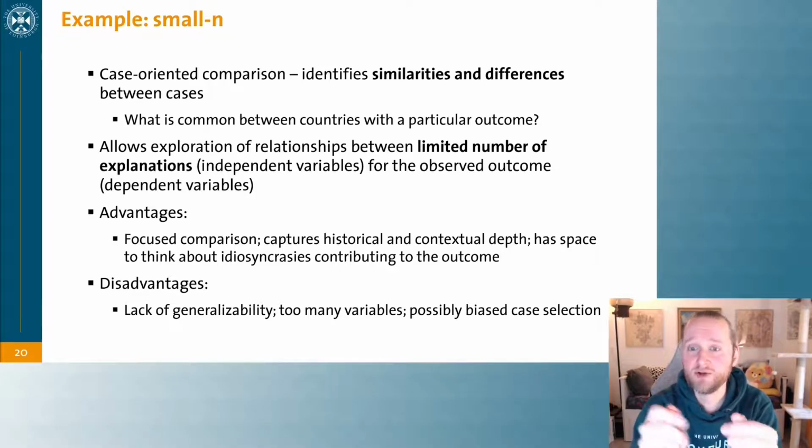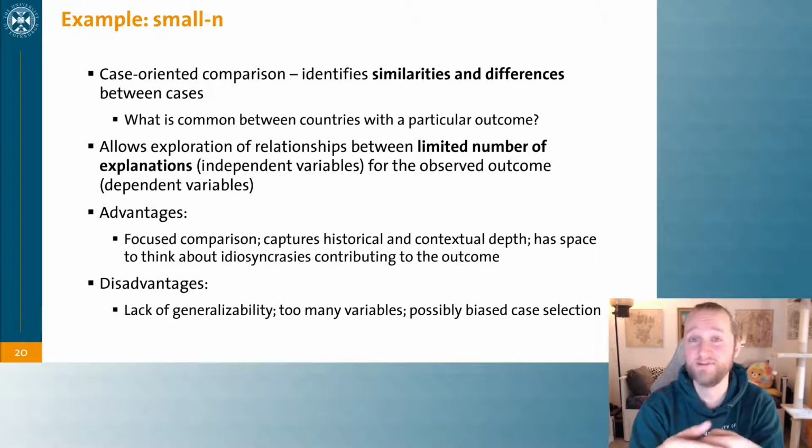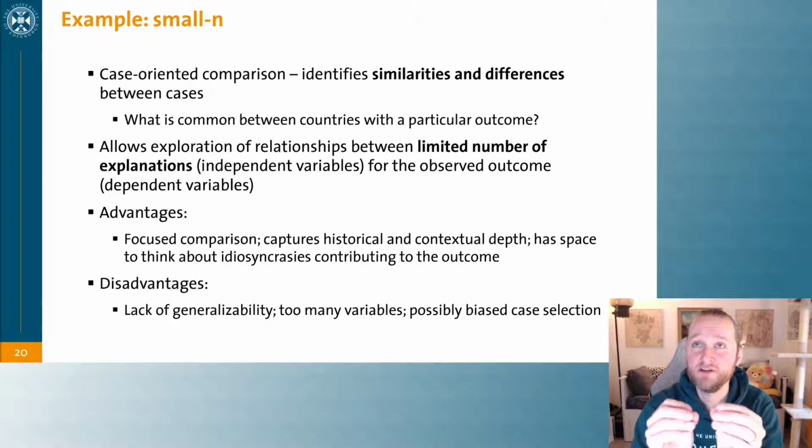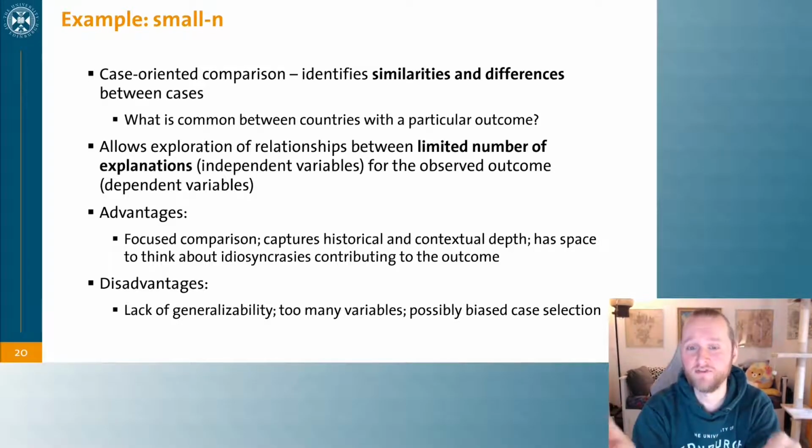And the good thing about this is that you have a limited number of explanations. You keep your case number fairly small. So ideally, you don't have to worry about 17 possible factors that could all explain that, because you are only worried about a specific number of factors for each case.